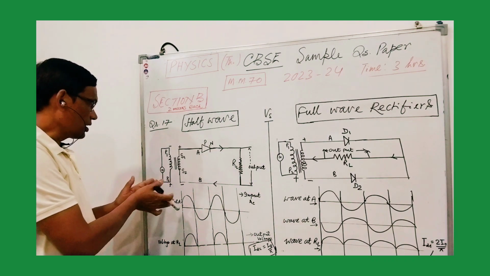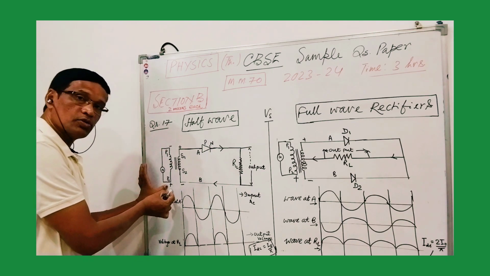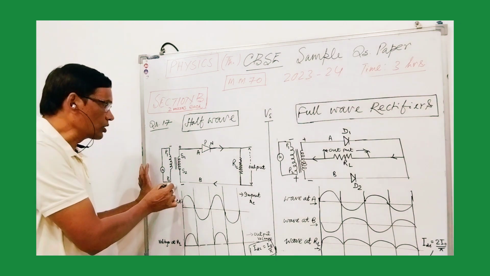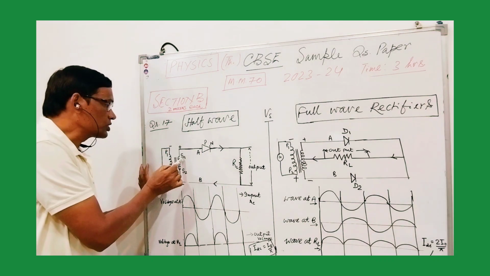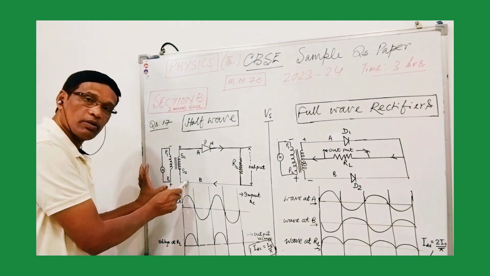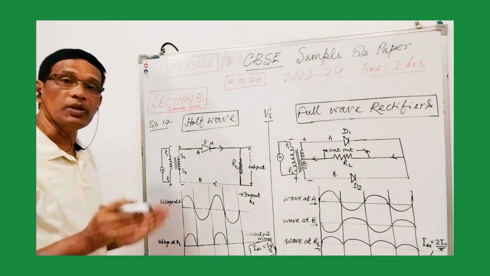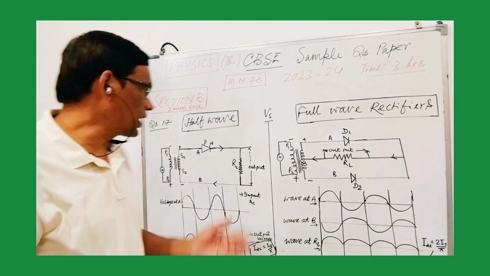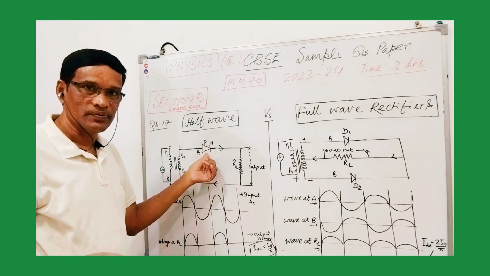And the reverse situation: when P1 is positive and P2 is negative, by virtue of induction this side will be negative and that side will be positive. So obviously P will be biased with the negative terminal, so P will be getting a negative signal. That time the diode is not going to conduct.